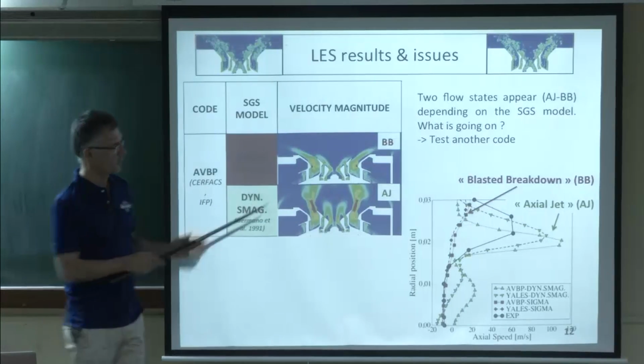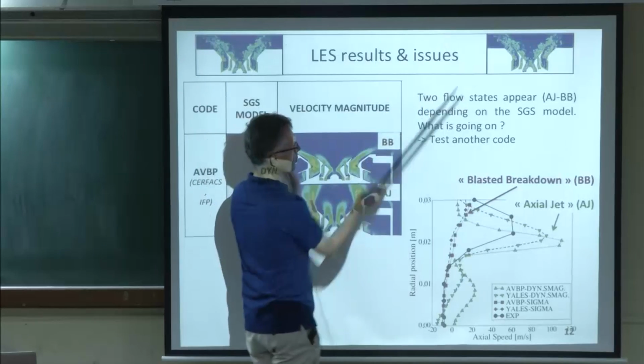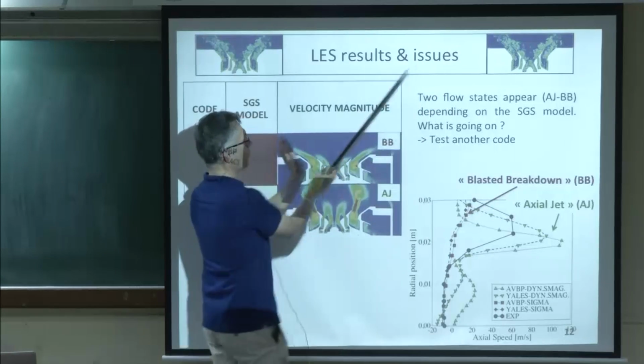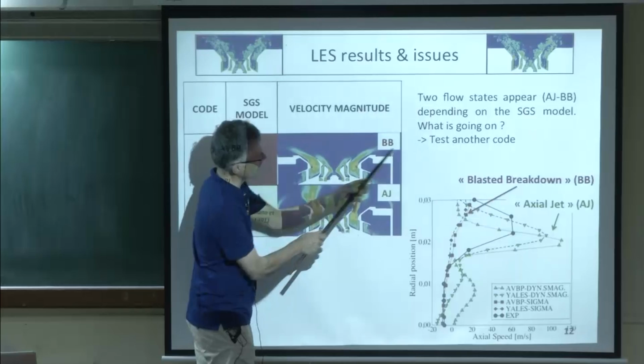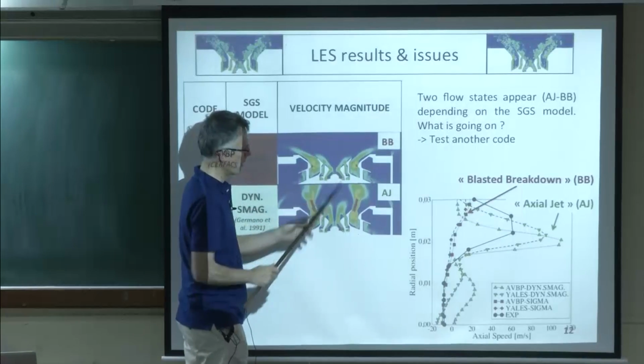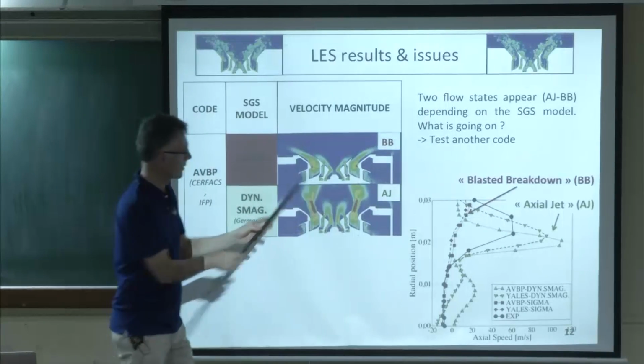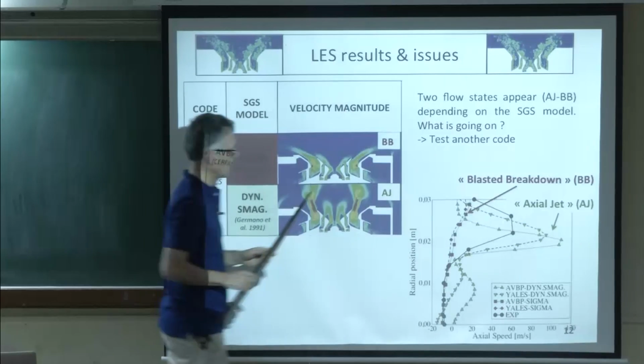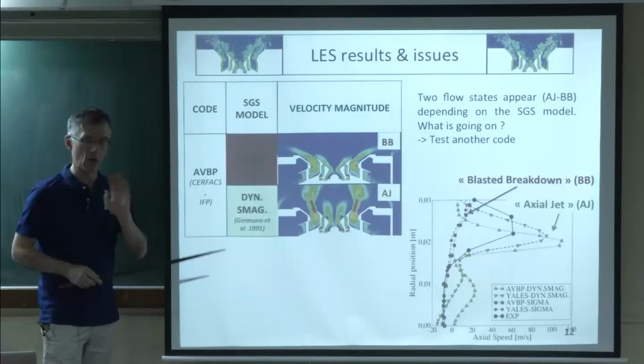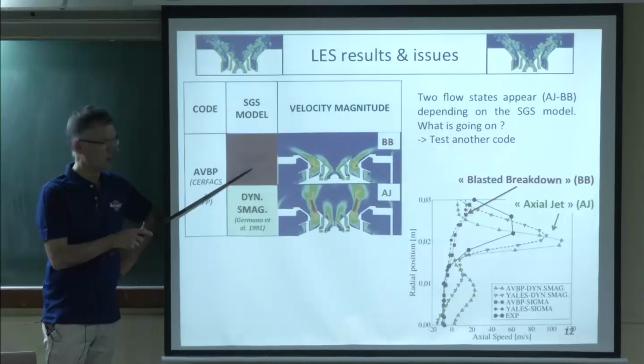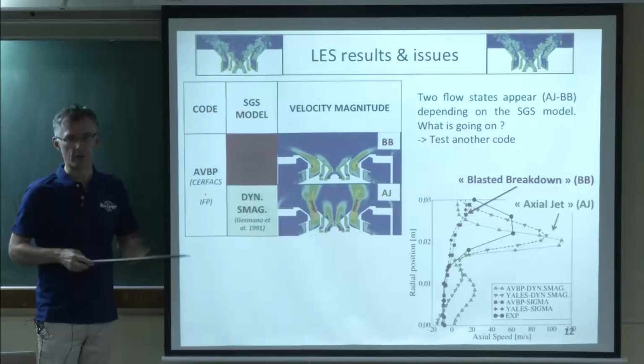You see the difference. This one here is what we're going to call a blasted breakdown. So it's opening very much. When the flow gets out, it follows the walls, basically. This one is what we call an actual jet. There's still a jet, going straight. And just by changing only the subgrid scale model, you have a different result.